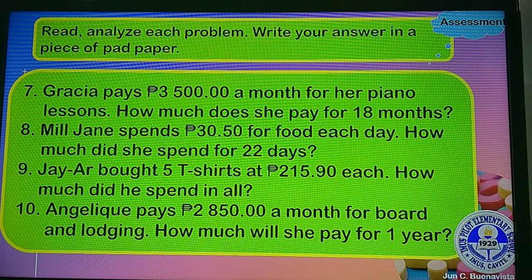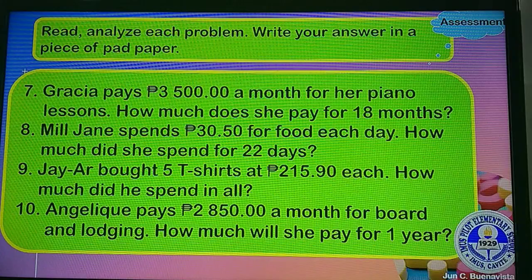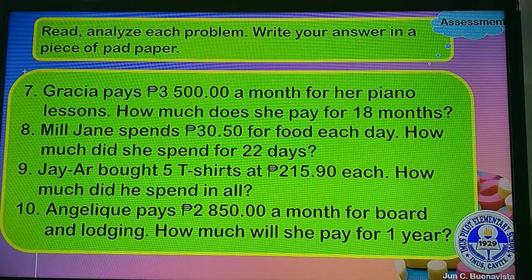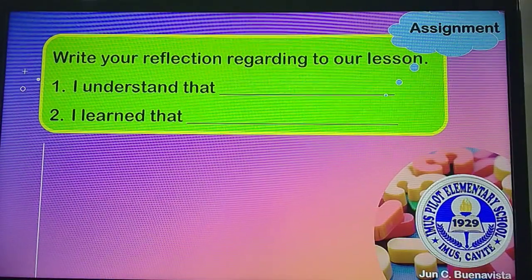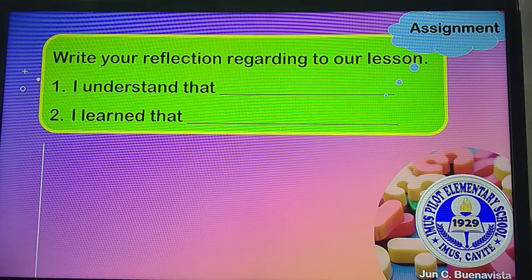Again, these problems 1 to 10 will be your quiz for this week. And you are going to write your answer in a piece of pad paper. Then below your answer, your assignment. You are going to write your reflection regarding our lesson. Number 1, I understand that. You are going to write your answer. Then number 2, I learned that. Then write your answer. Okay?